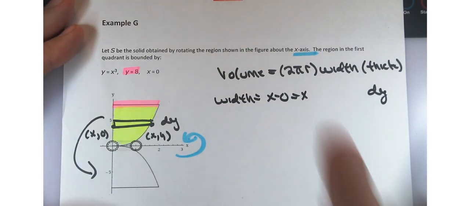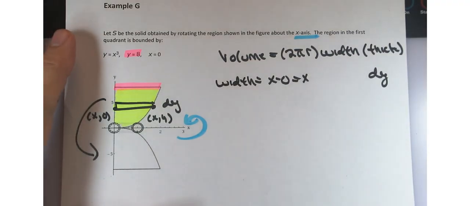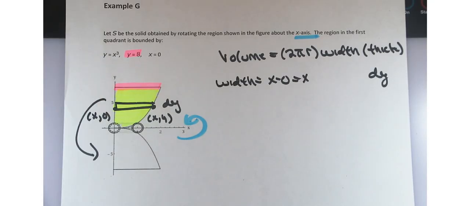But there's a problem with that. What's our problem with that? How come I can't just use x there? How come I can't use just an x? I'm not sure. You're not sure? What's wrong with using just x? Anyone? You're taking a dy slice. You need to use y.